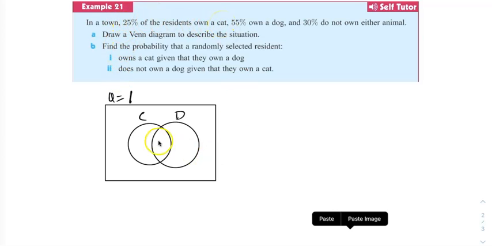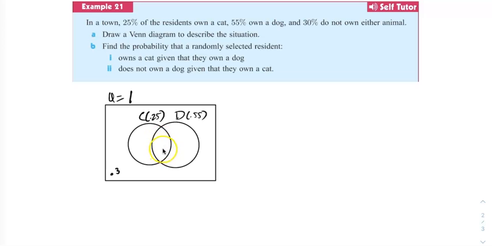Now, keep in mind, that's not this thing right here, cat. It's the whole circle that is cats. So I always put 0.25 in here. And 55% own a dog. So dog right here is 0.55, because again, it's not this portion, it's the whole circle. 30% don't own either. Okay, people that don't like animals, whatever. Anyway, so 30% don't own either, so we have that. So there's our Venn diagram.